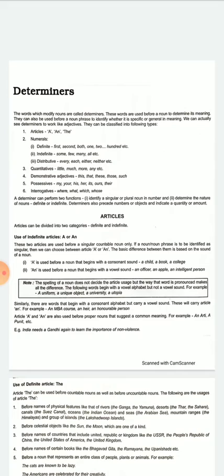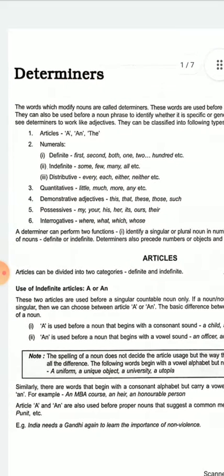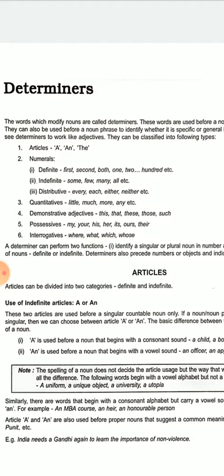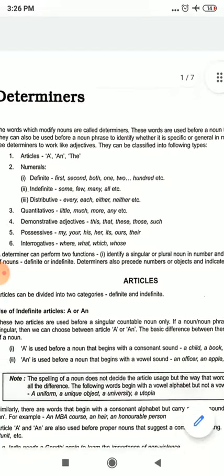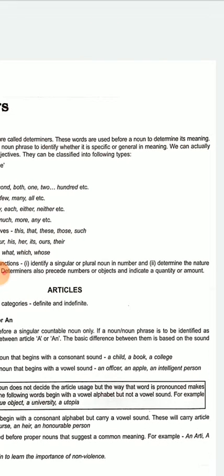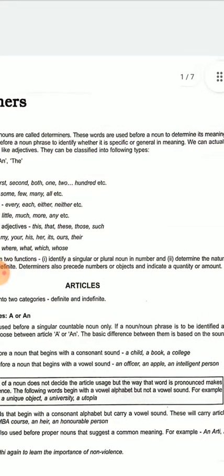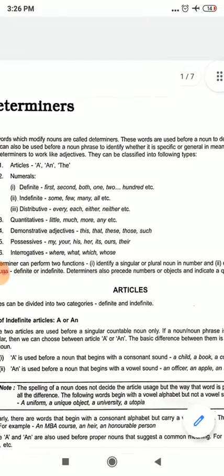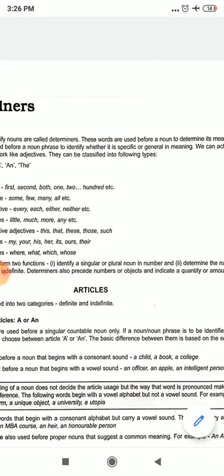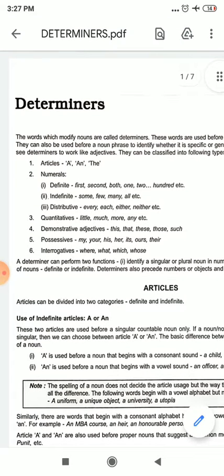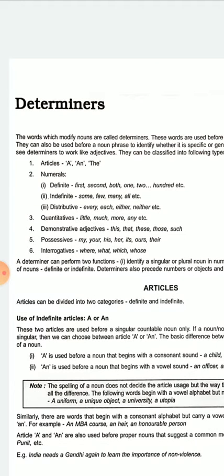See, dear children, in this video, we will get to know what determiners are, how to use them, and the types of determiners. The words which modify nouns are called determiners. These words are used before a noun to determine its meaning. They can also be used before a noun phrase to identify whether it is specific or general in meaning. We can actually see determiners work like adjectives.